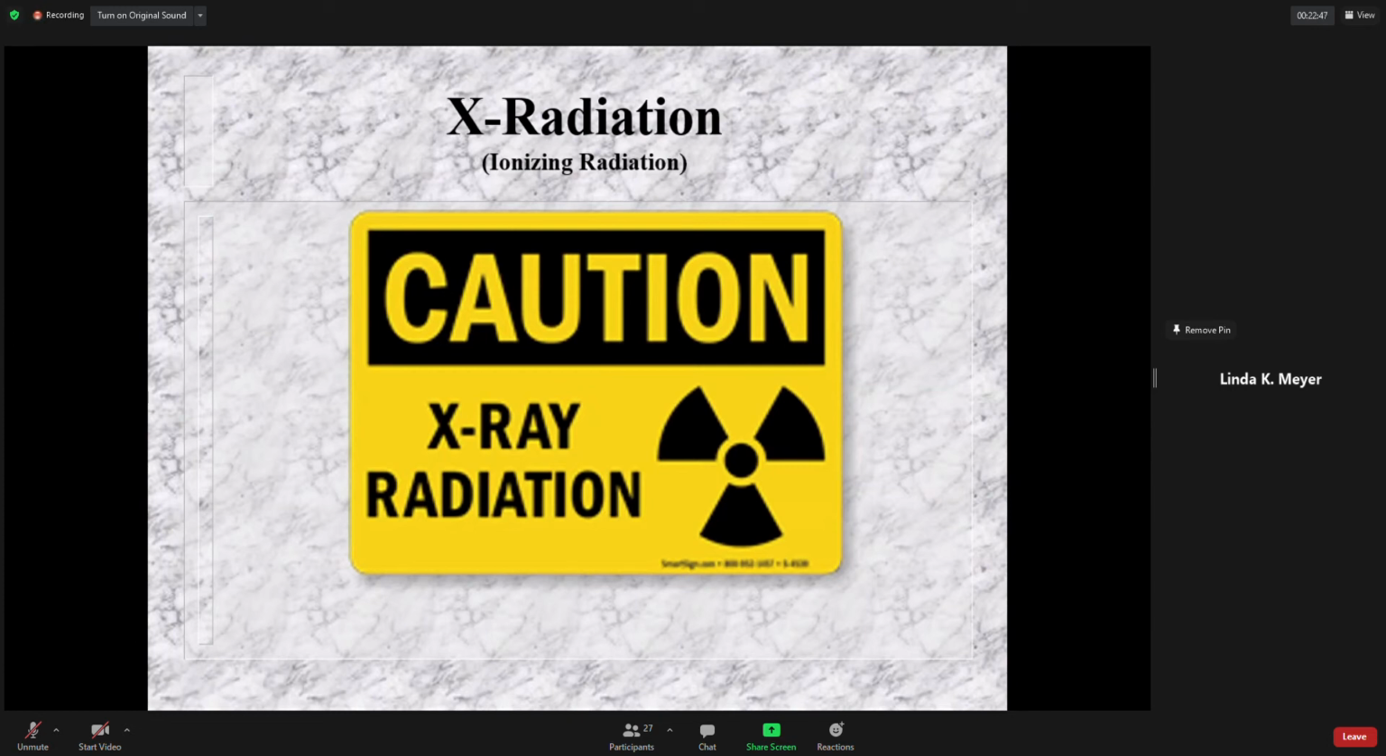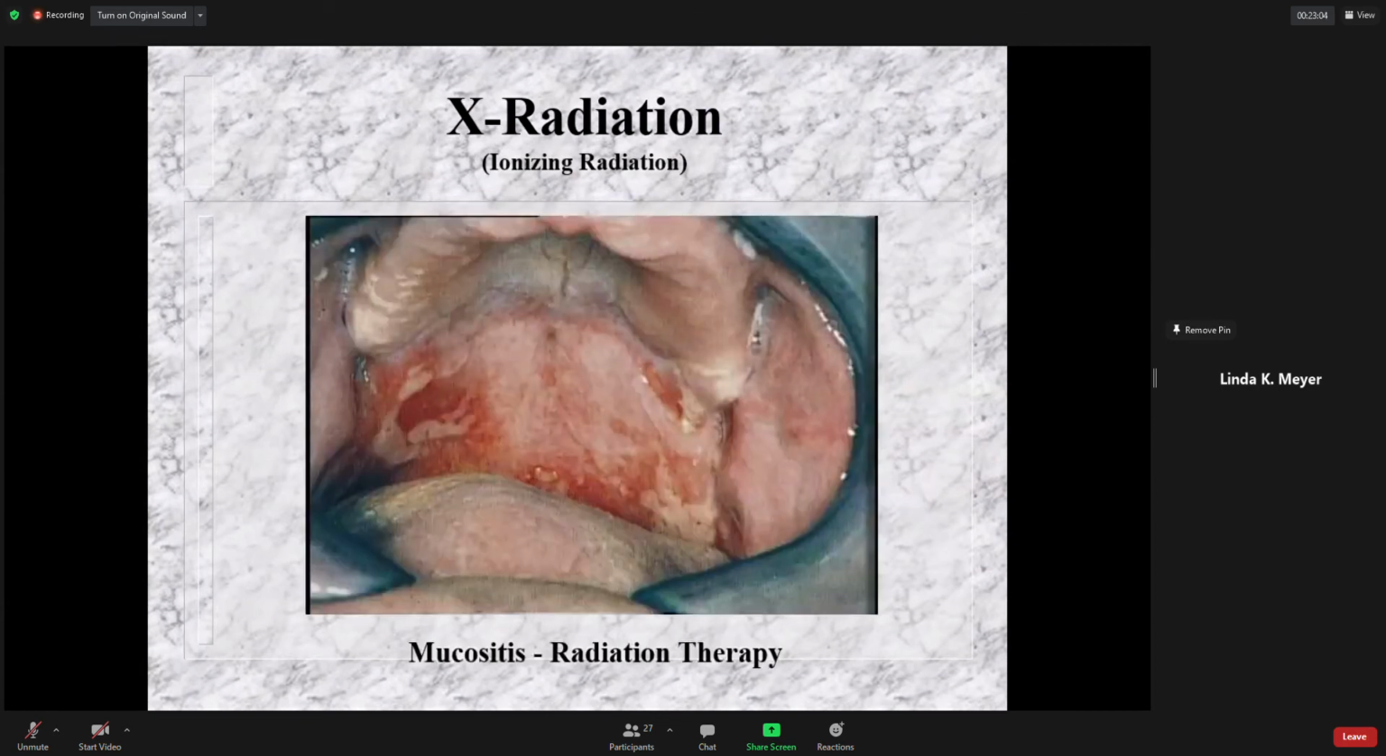We protect their thyroid with a thyroid collar. X-radiation has been associated with thyroid cancer, for example. Also, when X-radiation is used for treatment of cancer, it can be damaging to our normal tissues. Here's an example of a patient who had radiation therapy as a cancer treatment and resulted in this injury to the oral mucosa. It's called radiation mucositis.